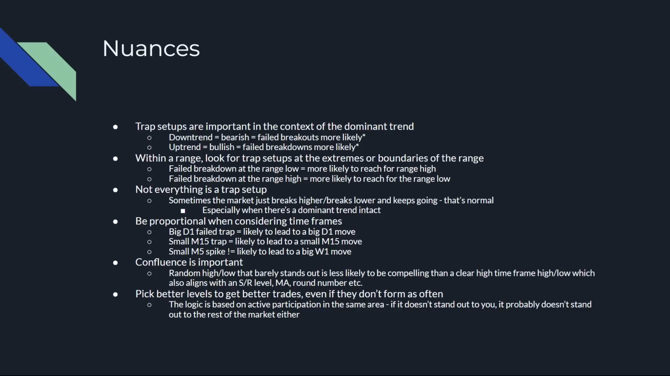So factors of confluence, whether it's support resistance or candlestick opens, or daily, weekly, monthly highs and lows, moving averages, round numbers, all that kind of stuff adds significance and increases the probability of you landing somewhere important as opposed to in the middle of nowhere. And the last point, very important but also very simple: pick better levels to get better trades, even if they don't form as often.